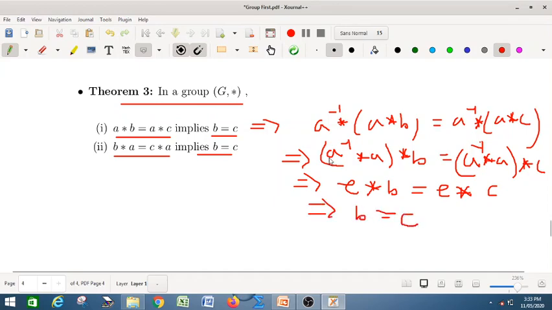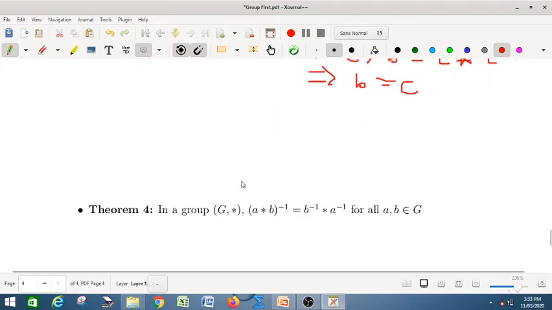So this is how you prove the left cancellation property, because E is the identity, the composition is associative, and A inverse is the inverse of A, since G is a group and the inverse of each element exists in G. Similarly, you can prove the right cancellation law.